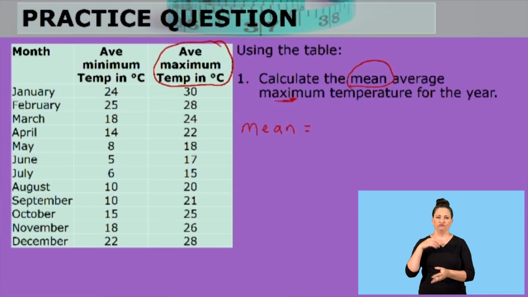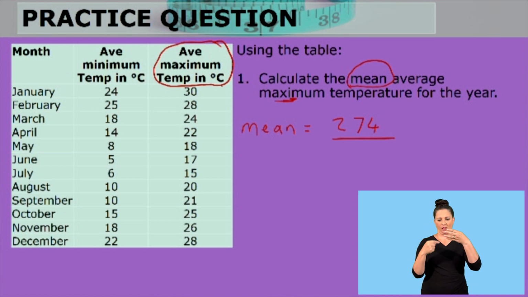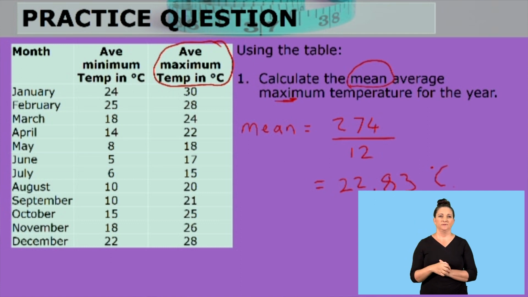So if I add all of this up, I get 274. And I divide this by, if I count, there's 1, 2, 3, 4, 5, 6, 7, 8, 9, 10, 11, and 12 numbers. Divide that by 12. And this gives me 22,83 degrees Celsius here as my mean. Let's look at another one.